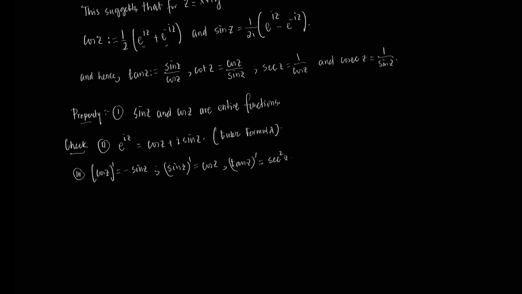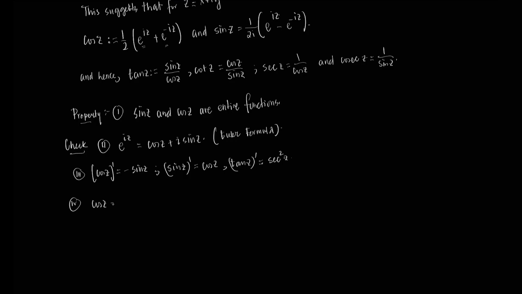We have more properties. Number 4. So you see cosine z square, you can check this part. So okay, let me do it this way. Cosine z, so check this.